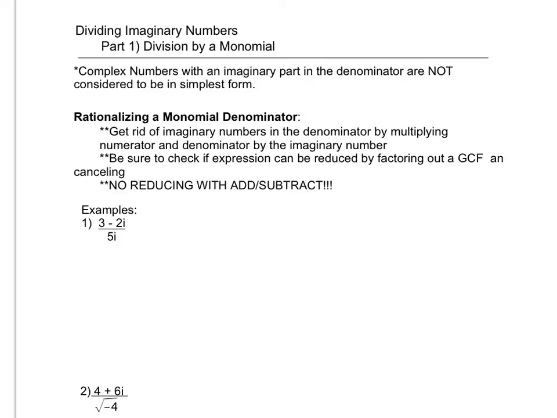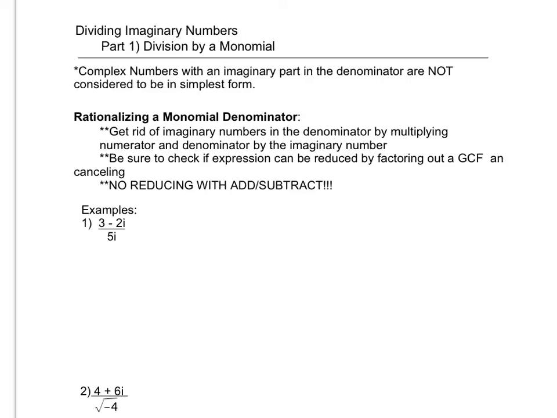And then we always want to check to see if our expression can be reduced by factoring out a GCF and canceling. One thing we have to be sure of is that we do not reduce with add and subtract. It is never ever okay to reduce with add and subtract. It's definitely something that I see happen continuously throughout Algebra 2 as well as into pre-calc and sometimes even into calculus. So let's make sure we can fix that as soon as possible.